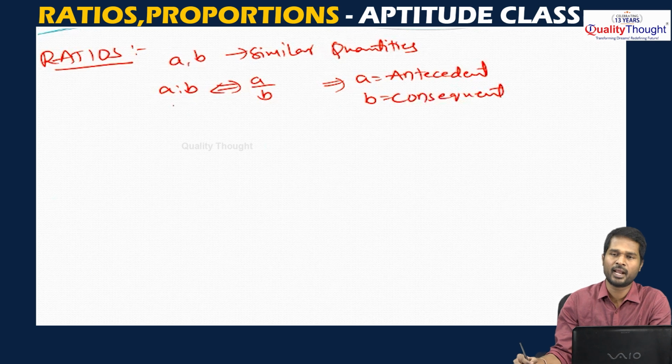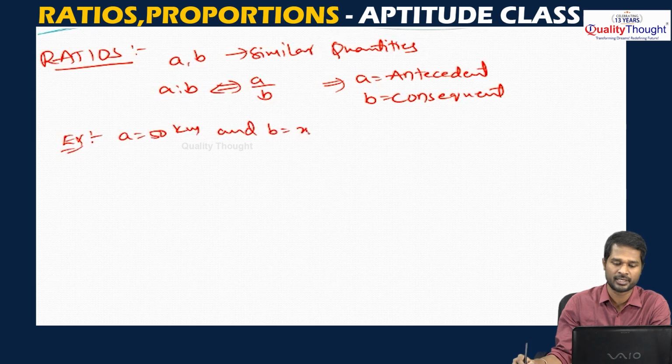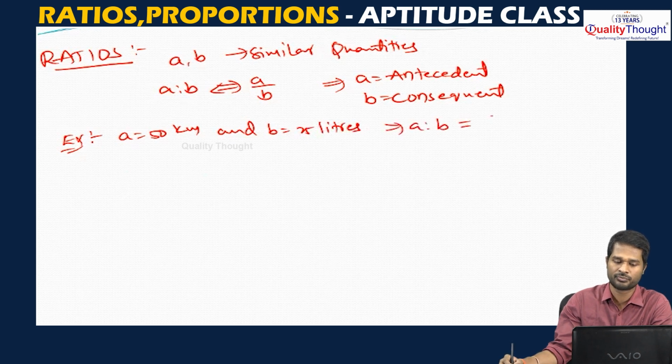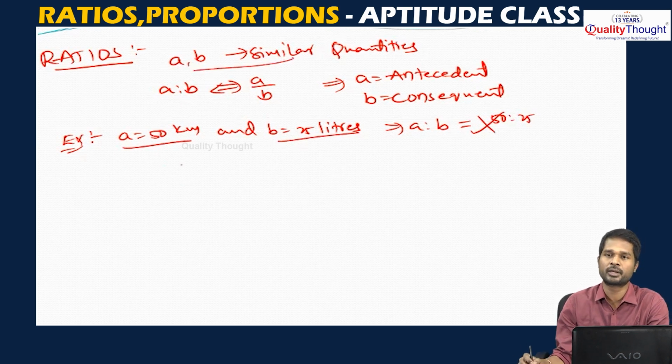See, as I said, A and B should be similar quantities to compare. For example, if I have A equal to 50 kilometers and B equal to 25 liters, if this is to be compared, I can't write A is to B equals 50 is to 25. This is not going to happen, because A and B are two different quantities. A is measuring distance and B is measuring volume. So A and B should be similar quantities to be compared. So A is to B cannot be done here.